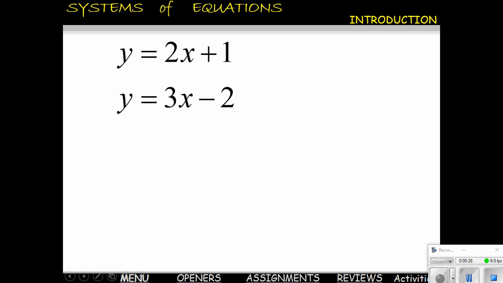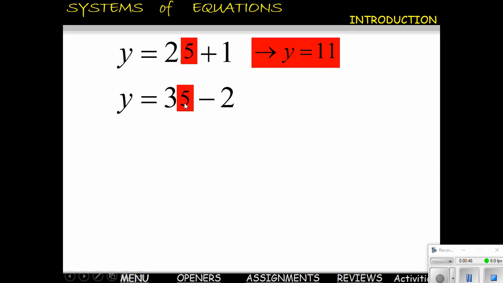Now, people's first instinct a lot of times is to guess and check, but that doesn't really work. So we pick a nice easy number to work with, like say I picked 5 for x. I'm going to throw 5 in here. So 2 times 5 is 10. 10 plus 1 is 11. So if x is 5, then y is 11. But if I put 5 into the second equation, 3 times 5 is 15, minus 2 would be 13, I don't get the same answer.